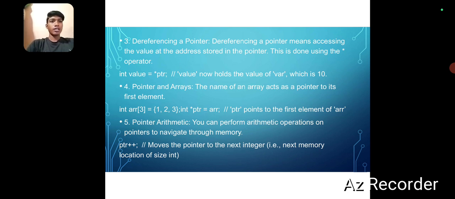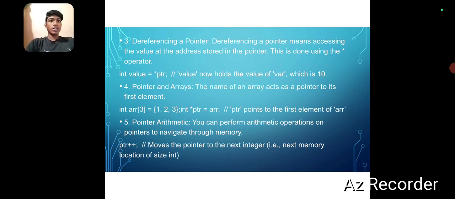Dereferencing a pointer. Dereferencing a pointer means accessing the value at the address stored in the pointer. This is done using the * operator. int value = *ptr; value now holds the value of variable, which is 10.